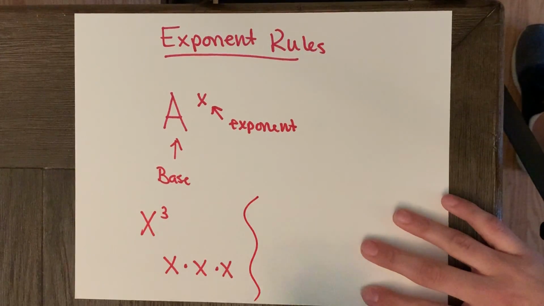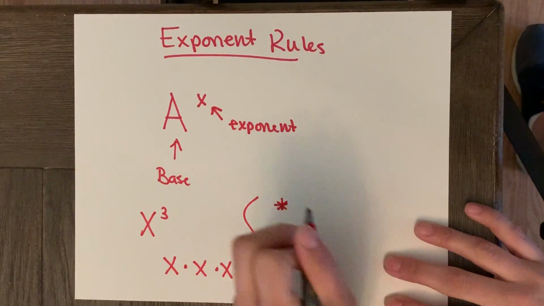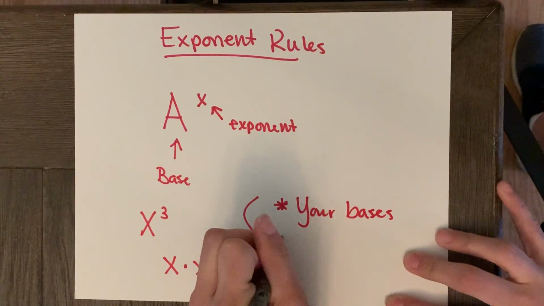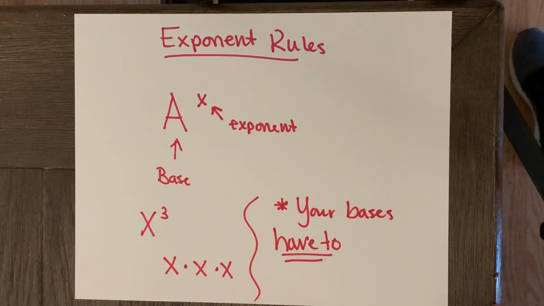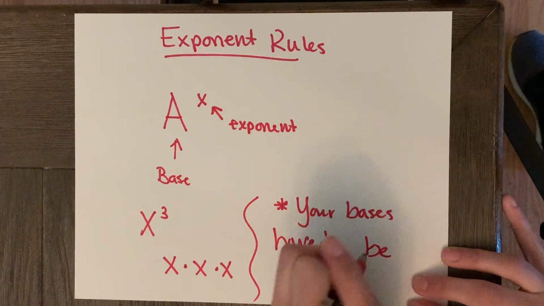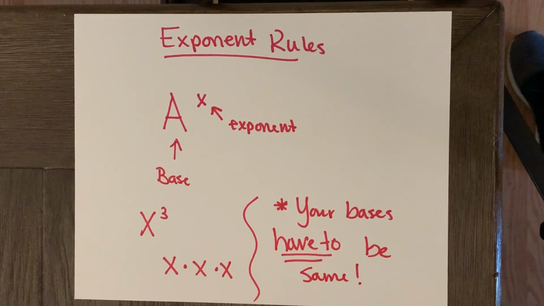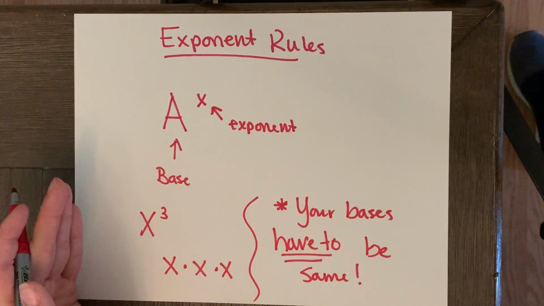Okay, when we start these exponent rules, the one thing you have to remember is that your bases have to, no ifs, ands, or buts about it, they have to be the same, okay? In order to do any of these exponent rules, they have to be the same. So think about way back when you were adding and subtracting fractions, where the denominators had to be the same, right? So this is the same kind of thing. Your base has to be the same in order to do anything.